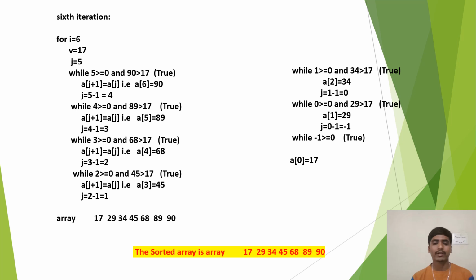The array is 17, 29, 34, 45, 68, 89, 90. While 1 >= 0 and 34 > 17, it is true. A[2] = 34, j = 1 - 1 = 0. While 0 >= 0 and 29 > 17, it is true. A[1] = 29, j = 0 - 1 = -1. While -1 >= 0, it is false. A[0] = 17. The sorted array is 17, 29, 34, 45, 68, 89, 90.